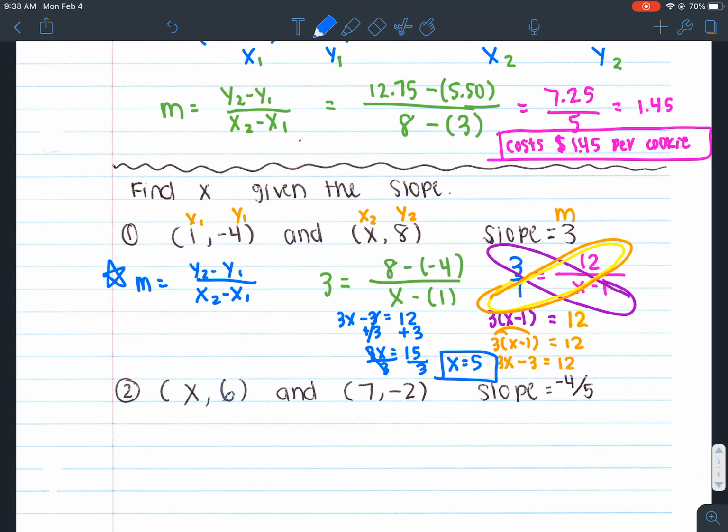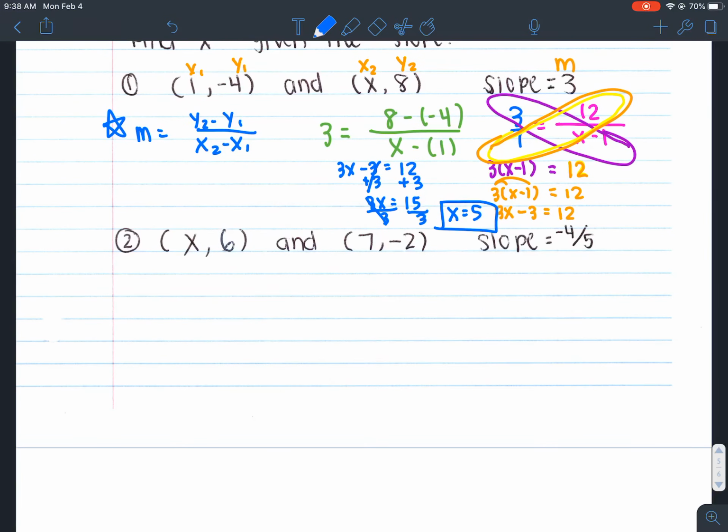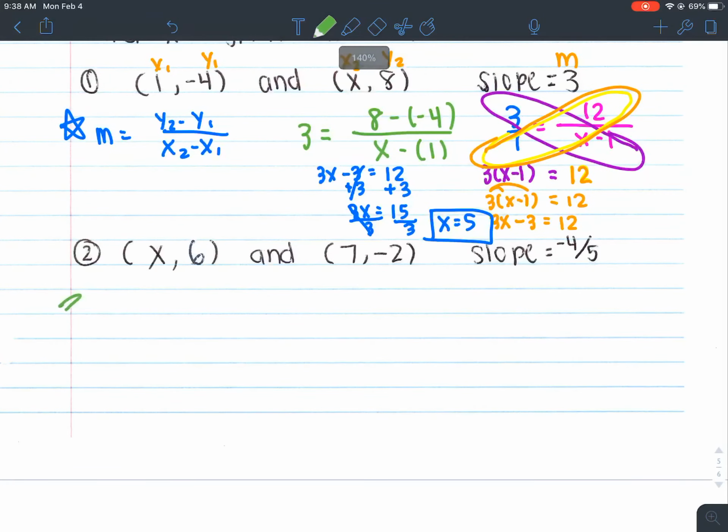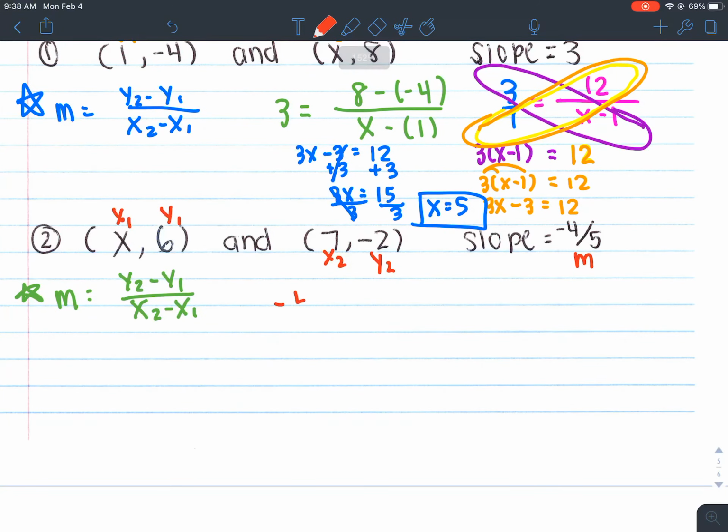So if I have the point 1, negative 4, and 5, 8, I can actually find the slope and it'll give me 3. All right, number 2 looks a little scarier because our slope is a fraction, but the process is completely the same. Okay, you're going to do the same exact thing that you've been doing, or the same exact thing we just did. So I'm going to go ahead and copy my slope formula down again. And then we'll go ahead and label my points. x1, y1, x2, y2. Okay? And then our slope here is our m. So go ahead and fill it in.